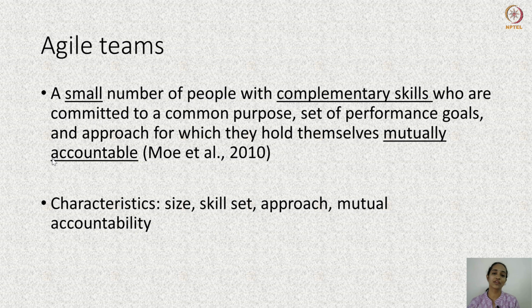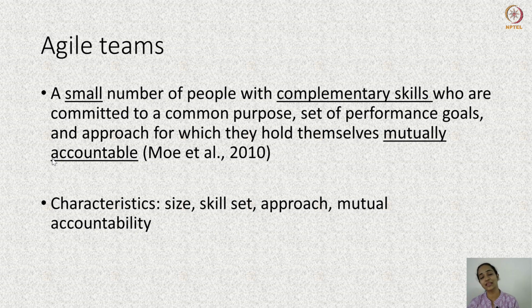An Agile team is a small number of people with complementary skills who are committed to a common purpose, set of performance goals, and approach for which they hold themselves mutually accountable. Let us look at some of the key words here. Well, first of all, the size. Agile teams are no bigger than 3 to 7 in size. In fact, the maximum prescribed size for an Agile team is not more than 9.